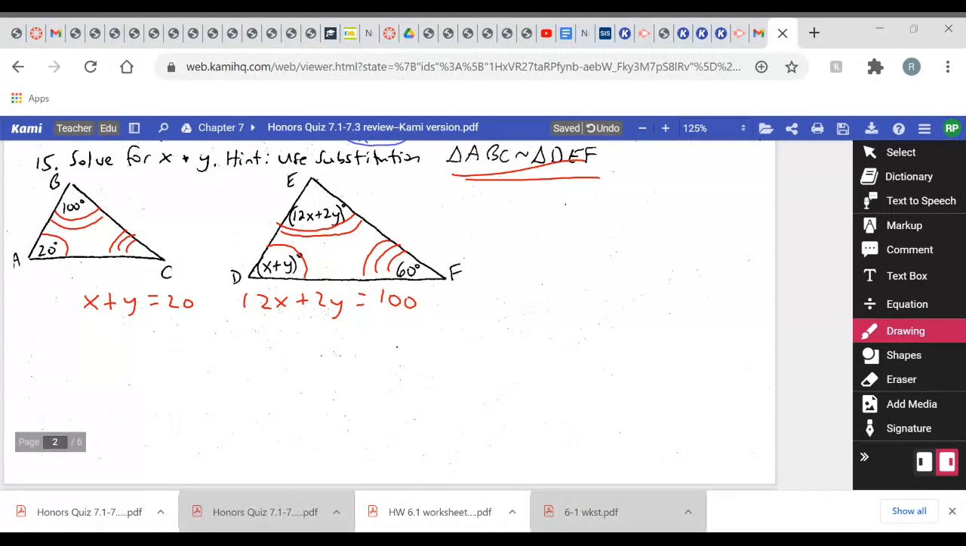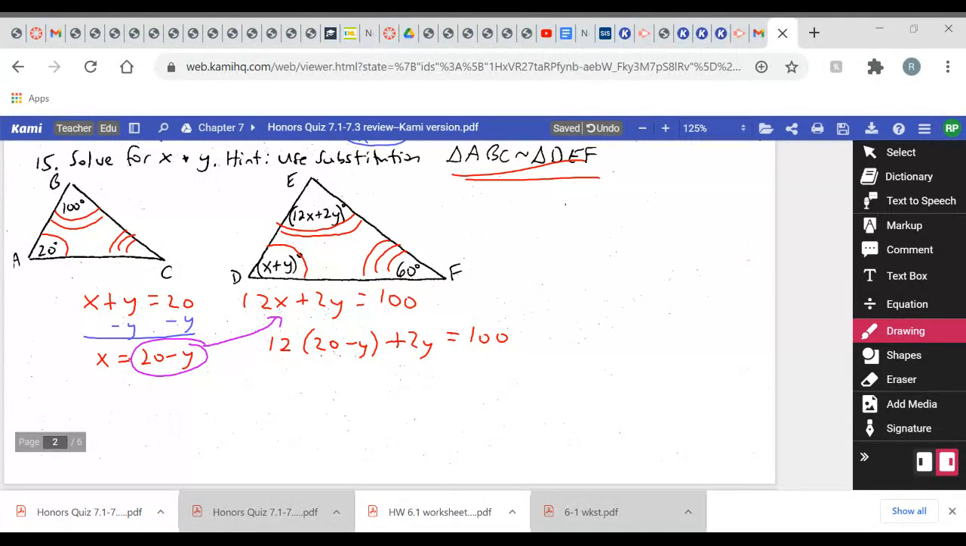If I'm going to solve by substitution, I need to get one of these variables by itself. I think the easiest thing is to get x or y by itself over here. It doesn't matter which one. I'll just get x by itself. So I end up with x is equal to 20 minus y. If I take this 20 minus y and substitute it in for x's place over here, then I end up with 12 in parentheses 20 minus y plus 2y is equal to 100.